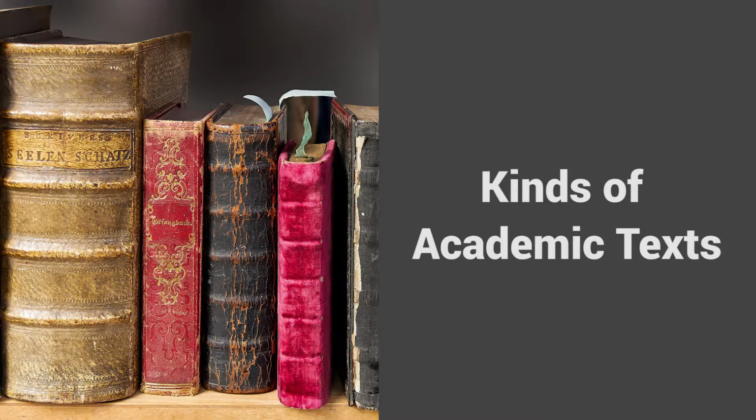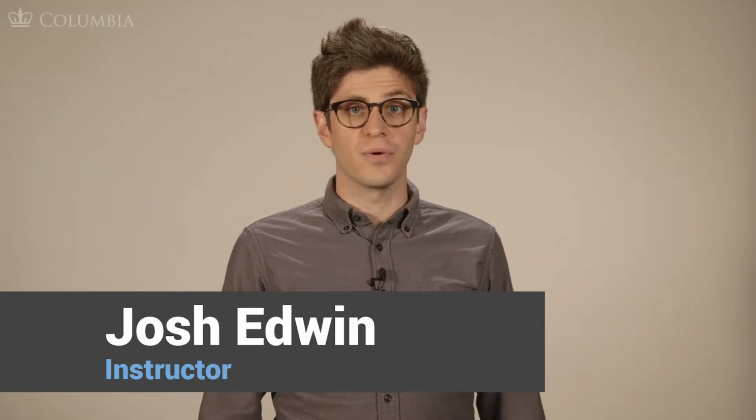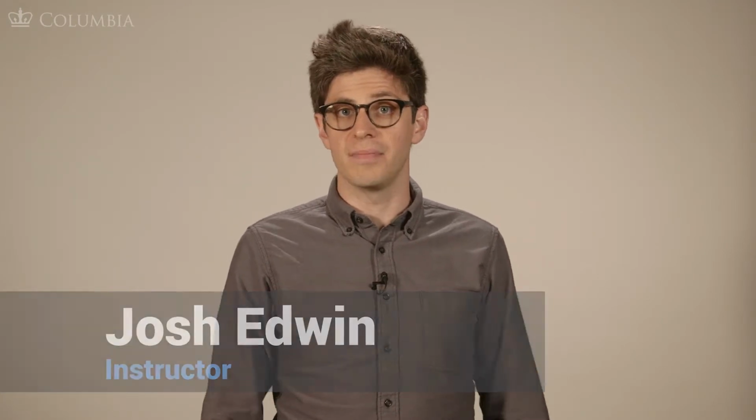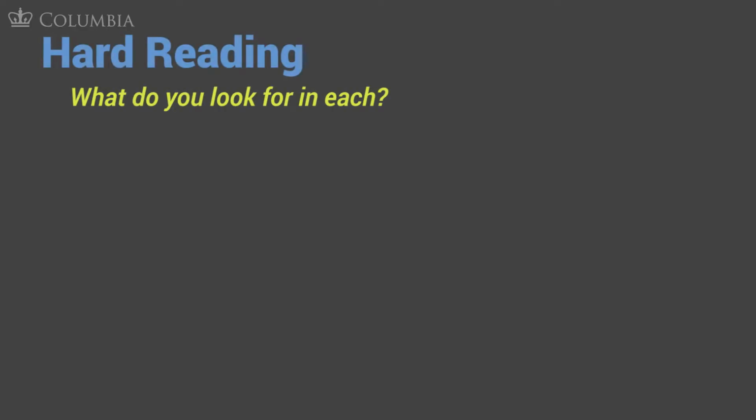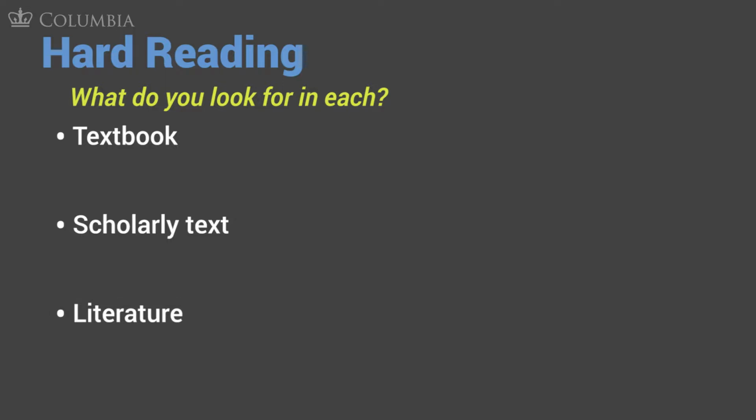Different kinds of texts require different approaches and present different challenges. There are three broad categories of text that you're likely to encounter in an academic setting, each of which may prove difficult in its own way. The three broad categories are textbooks, scholarly texts, and works of literature. Textbooks you're probably already familiar with. They tend to present facts, formulas, and concepts, pretty straightforward, and usually pretty easy to find what you're looking for.